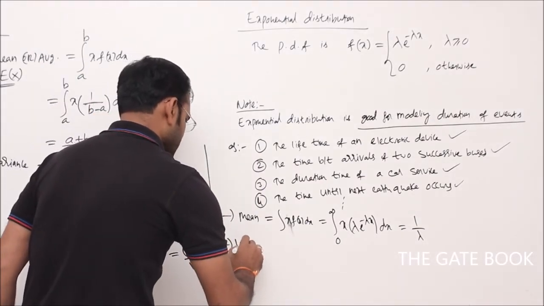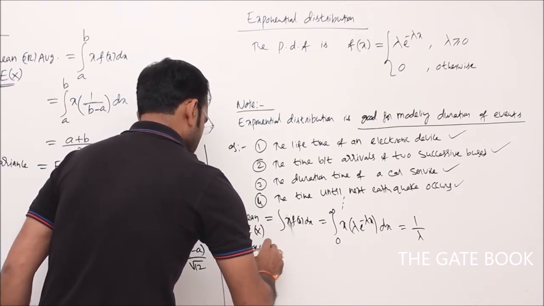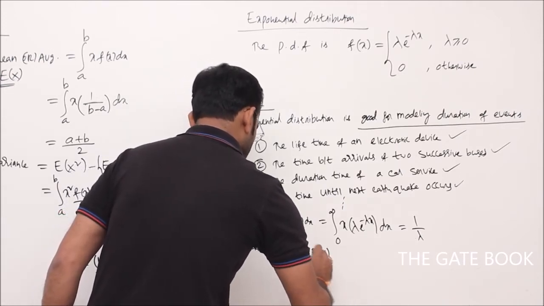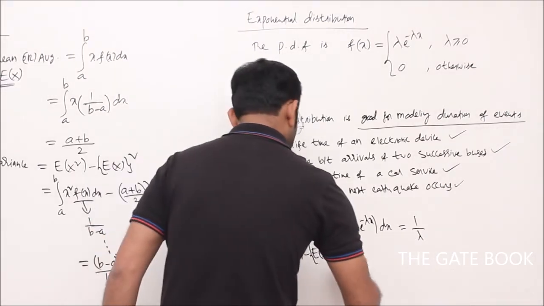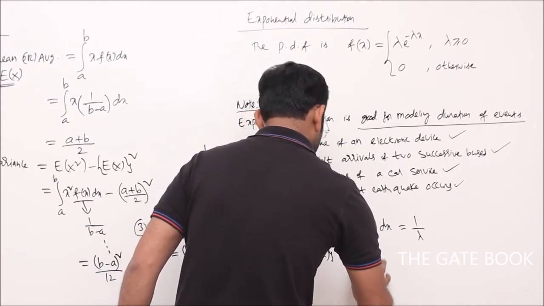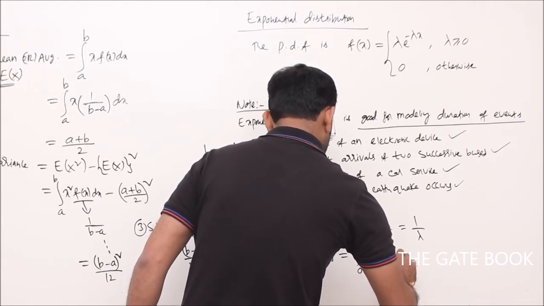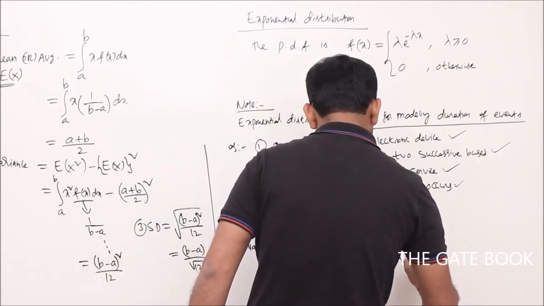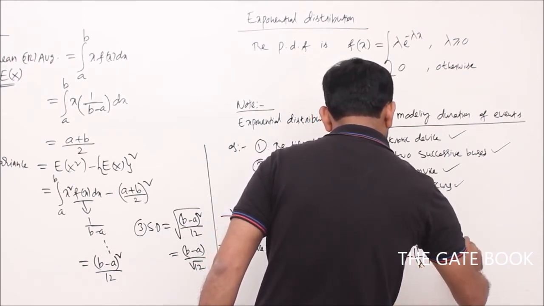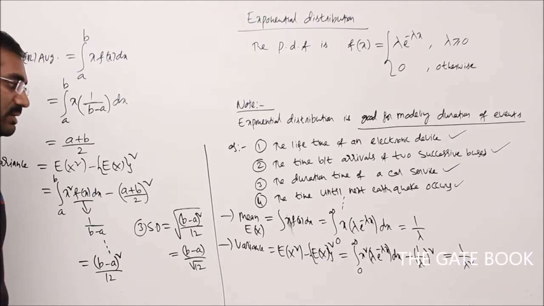Similarly, finding variance. Mean is expectation of x. Next, variance. We know that variance is given by expectation of x square minus expectation of x whole square. So applying this formula, integral 0 to infinity x square into f of x, our PDF lambda into e power minus lambda x, into dx, minus mean whole square. Mean is 1 by lambda, whole square. Simplify this, and finally it will be 1 by lambda square. That derivation is not required.